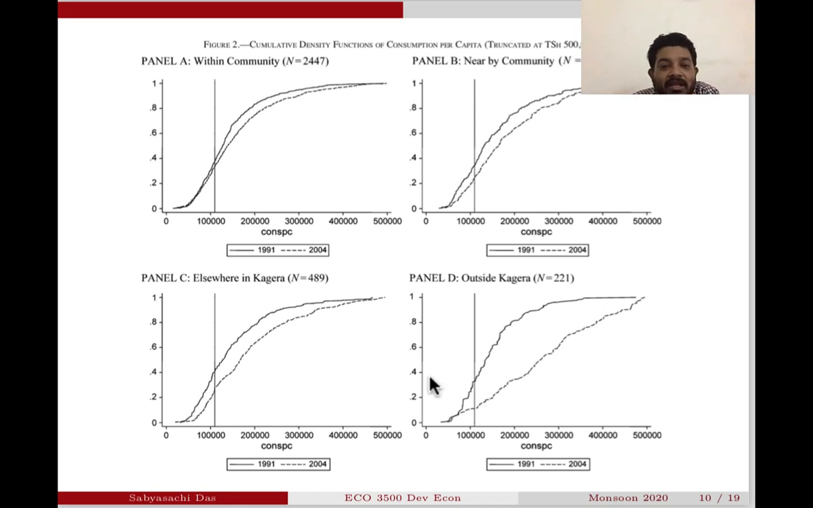So the fall in poverty is substantially largest for the group that moved outside Kagera, followed by the people who moved but lived within Kagera, followed by the people who moved only to a nearby village, and for the people who stayed back, the fall was very marginal. So you see this very nice ranking in terms of poverty reduction or consumption growth as a function of movement. This is saying that distance moved matters: if you move a farther distance, you systematically experience higher consumption growth.